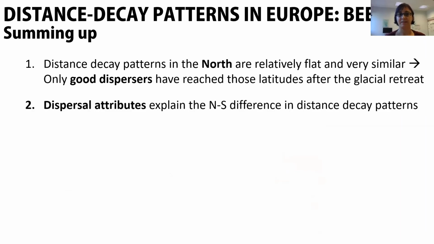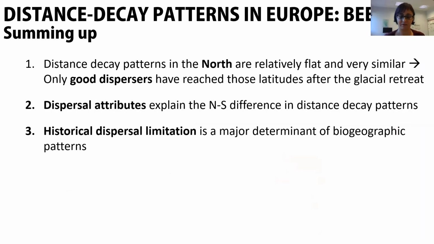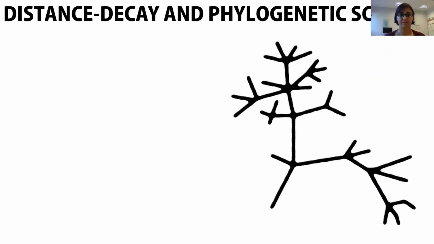we saw that the distance decay patterns in the north were relatively flat. It's probably that only the good dispersers have reached those latitudes so far. The dispersal attributes of the taxon explain the difference in the distance decay patterns. So we think this is clear evidence that historical dispersal limitation is a major determinant of biogeographic patterns in these groups, and we also think that this approach can be useful if it is applied to other taxa, for which we know even less.